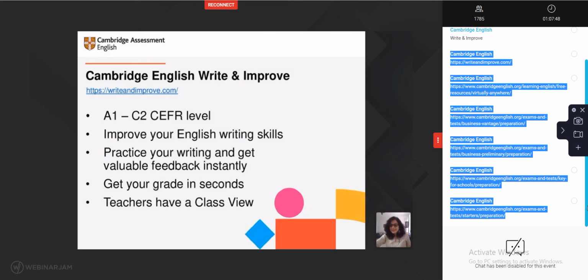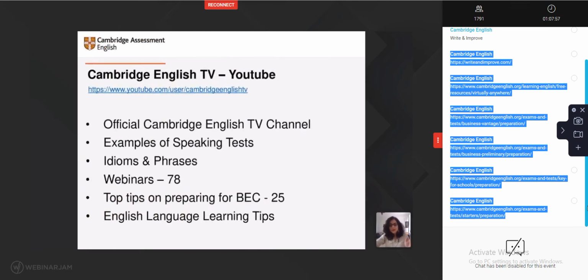So they get their grade in seconds, and it also gives teachers a very clear class view as to which student stands where with regard to writing skills, right?